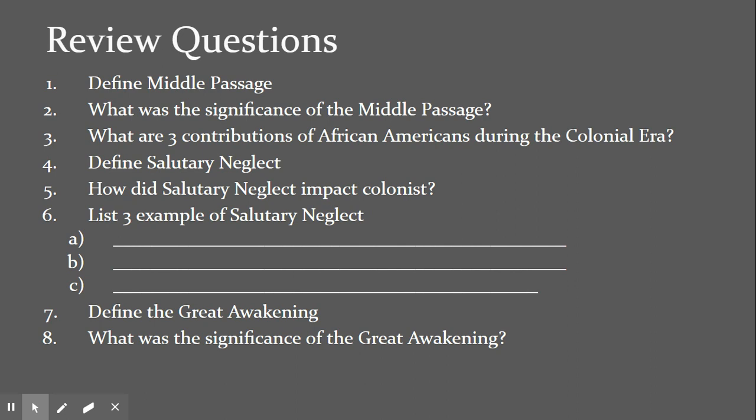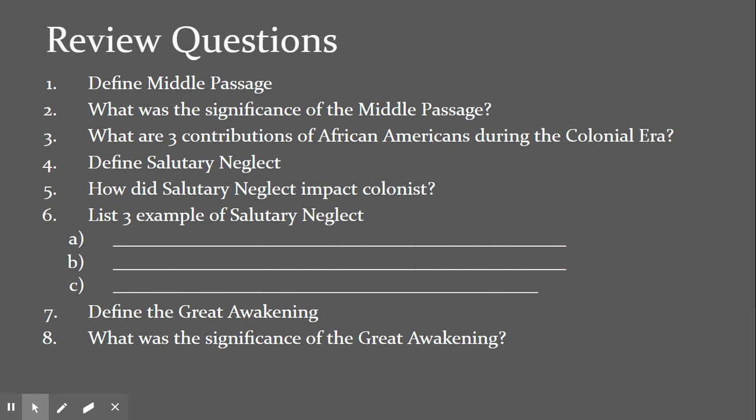Okay, so to define the Middle Passage. The Middle Passage is going to be that area on the triangular trade where slaves came from Africa to the Americas after being traded off for materials for manufactured goods. Remember, human beings packed into ships, terrible. What was the significance of the Middle Passage? It brought slaves to North America.